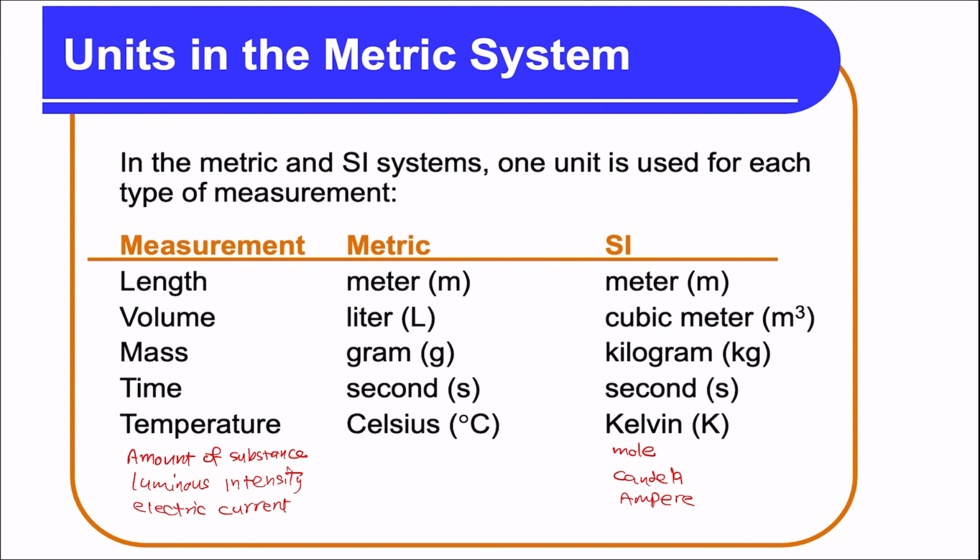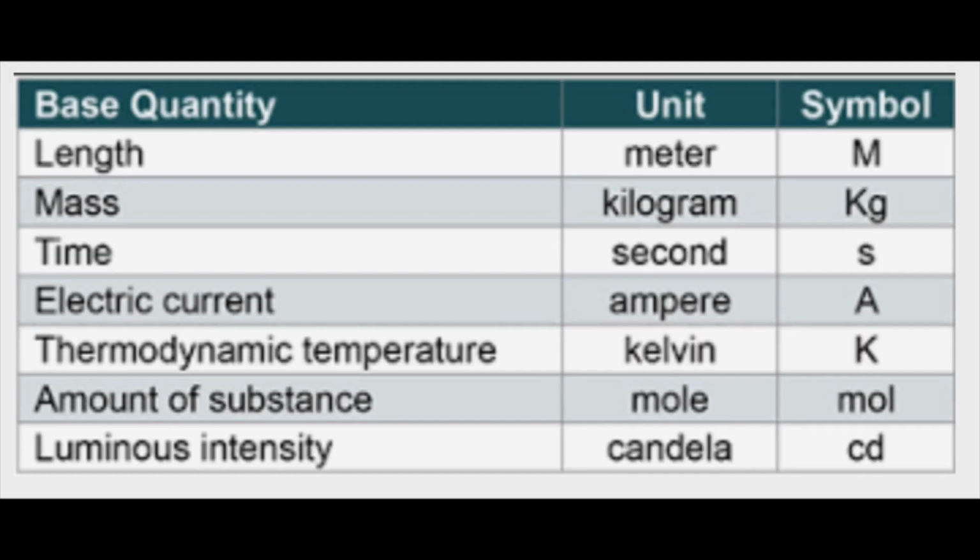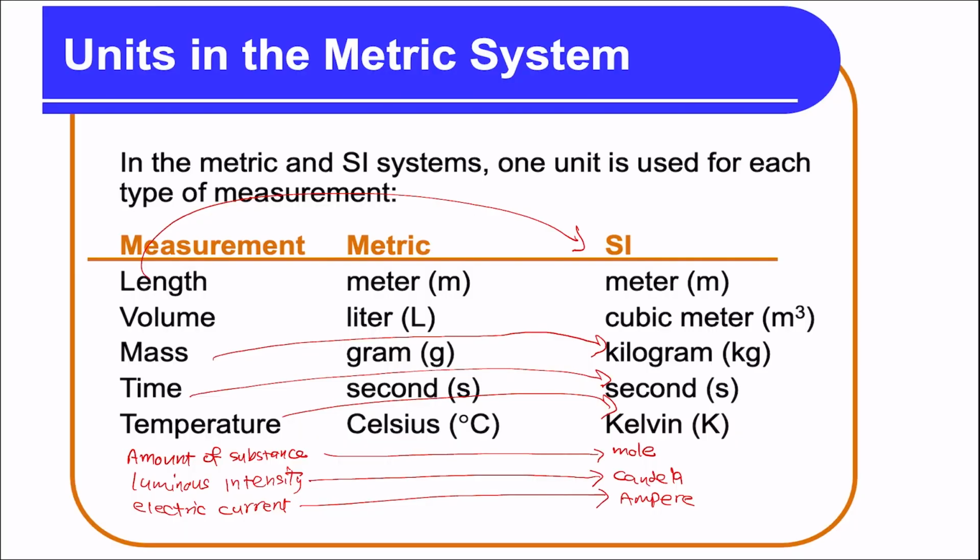So I already told you that it comprises a coherent system of unit of measurements starting with 7 base units. So these 7 base units are length. Length is measured in meter. Mass is measured in the kilogram. Time is measured in the second. Temperature is measured in Kelvin. Amount of substance is measured in mole. Luminous intensity is measured in candela, and electric current is measured in ampere.